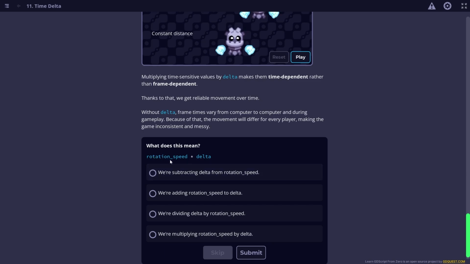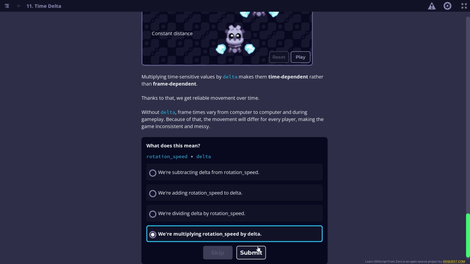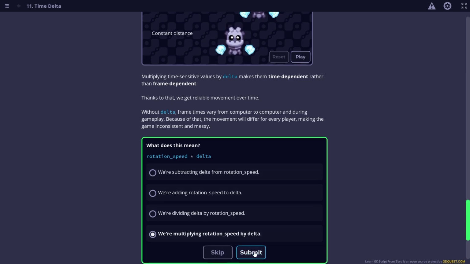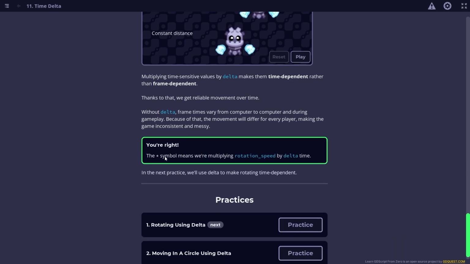So what's this? Rotational speed times delta. We're subtracting data from rotation? No, we're not. We're adding, we're dividing, we're multiplying. Yeah, it's times. If you don't know yet, this is the times button. This is multiplication right there. Submit it. There we go. The star symbol means we're multiplying rotational speed by delta time. True. So in the next practice, we're going to use delta to make rotating time dependent.